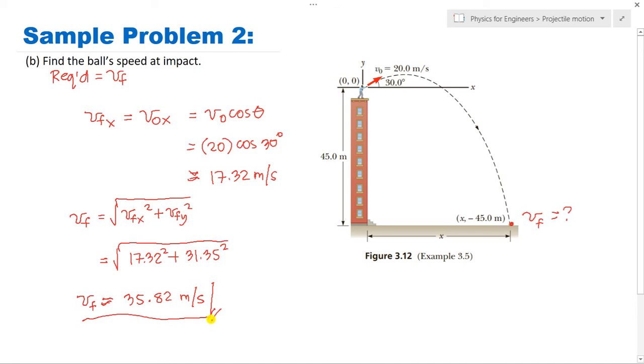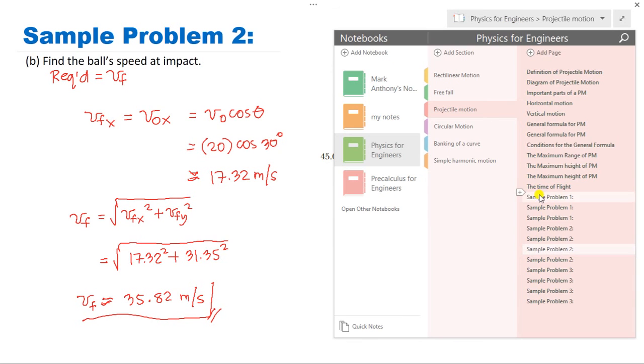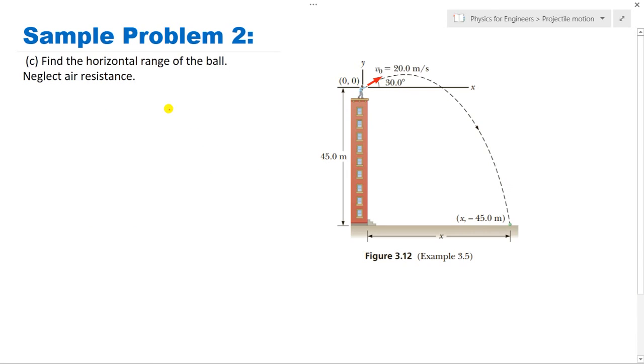So, my question. Do you have a question, class? May question or wala? Okay, wala. So let's jump to the last question or last requirement. Our requirement is we're going to find the horizontal range of the ball. So we neglect air resistance. So when we talk about horizontal range, this pertains to our x. So ito, delta x, or this is our range R.